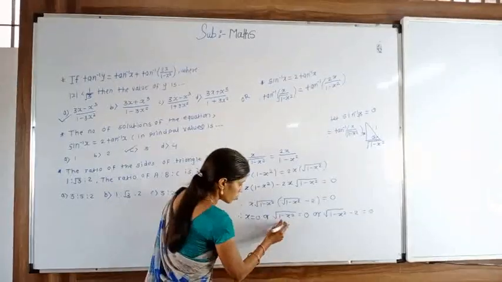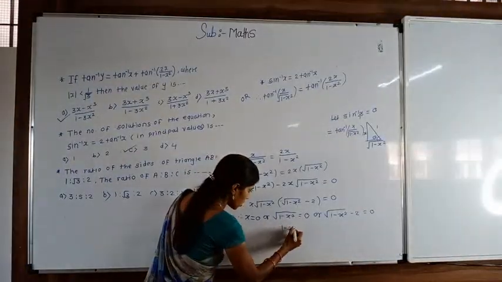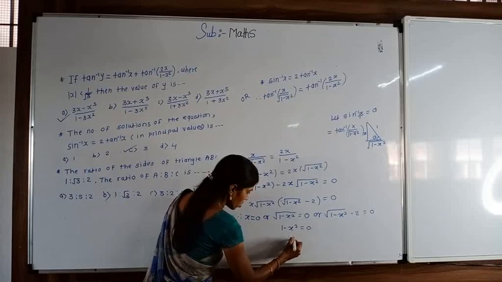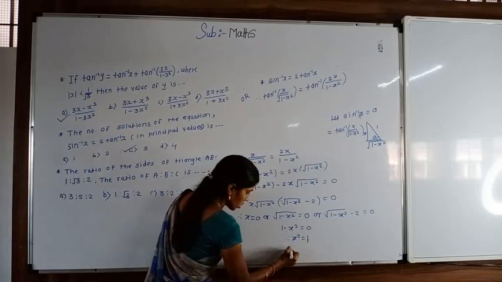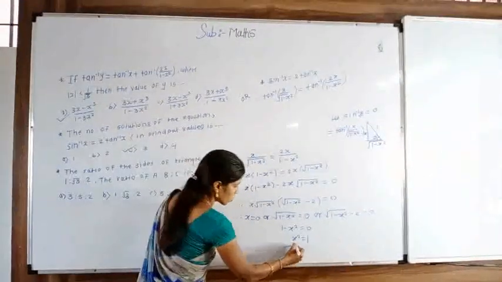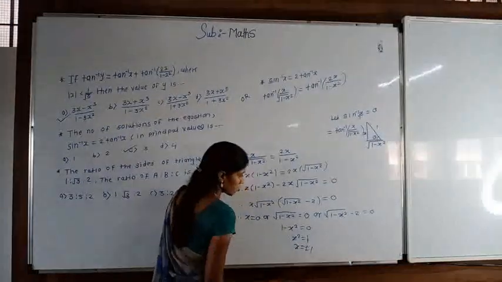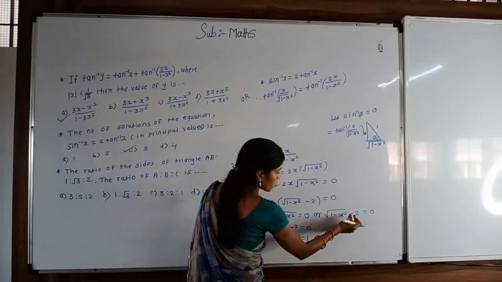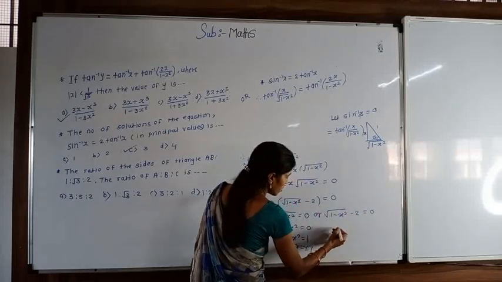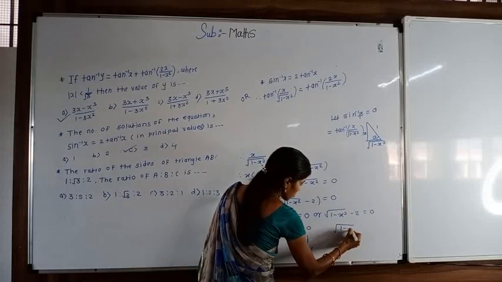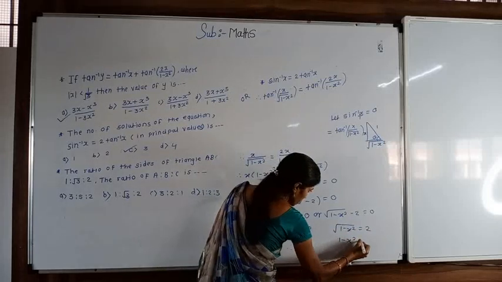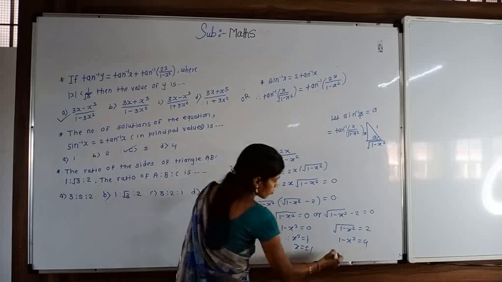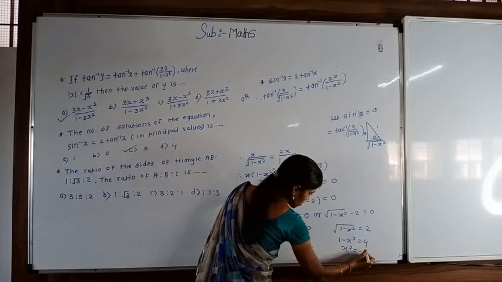So see here, squaring both sides we can write 1 minus x square is 0. So here x square gets the value 1. Taking square root on both sides we can write the value of x is plus minus 1. And in that case first we transform to the right hand side. We can write root of 1 minus x square is equal to 2. On squaring both sides we get 1 minus x square is equal to 4. Now the value of x square gives minus 3.